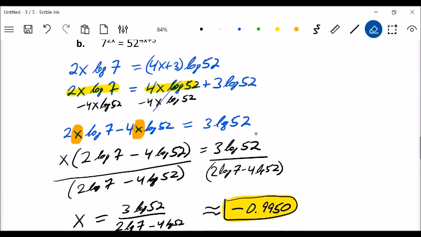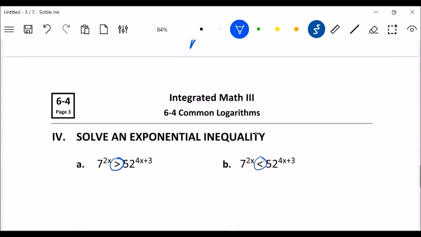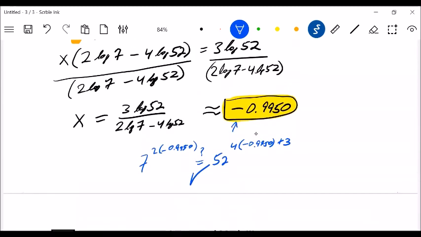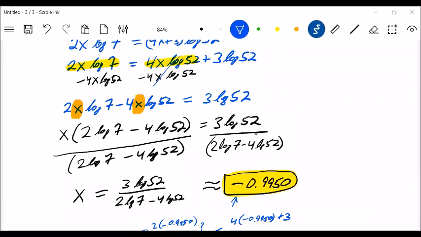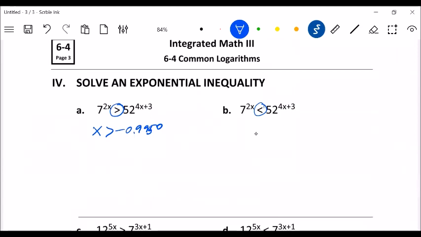And so solving it gave us negative 0.9950. If it had been a greater than, it would have come out as x is greater than negative 0.990, except that because this is a negative number and we divided at some point, it's possible that the sign should have switched. We don't know if it should have switched. What we're going to do is find out which numbers, greater than or less than, will make this correct.